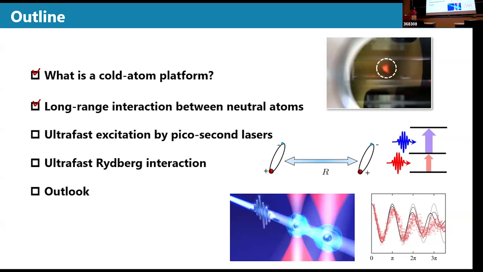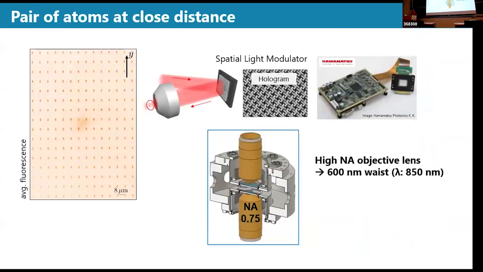Okay, so I already introduced what a cold atom platform is and what long-range interaction between two atoms is. From now I want to introduce our research: ultra-fast excitation by picosecond laser, and then ultra-fast Rydberg interaction. And I want to finish by mentioning the outlook.